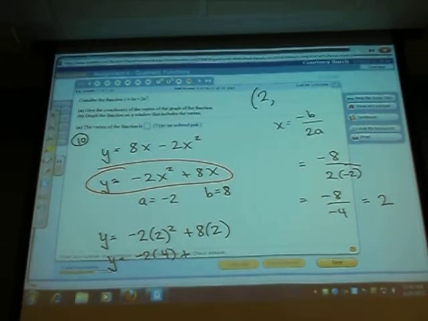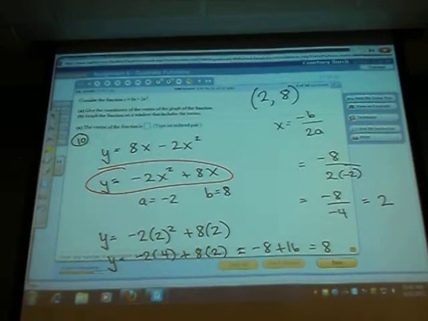Okay, and then 8 times 2. Okay, then I can multiply. Negative 2 times 4 is negative 8, plus 8 times 2 is 16. And negative 8 plus 16 is positive 8. So y equals 8. So my vertex is 2, 8.